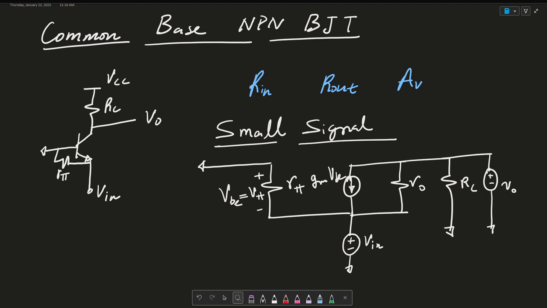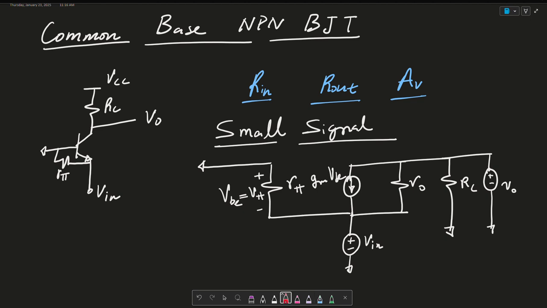Essentially in this video, we're going to try and solve for these three things: Rin, Rout, and AV. And if you want, you can pause the video and see if you can solve for these, and then come back to the video and see if you get the correct answer.